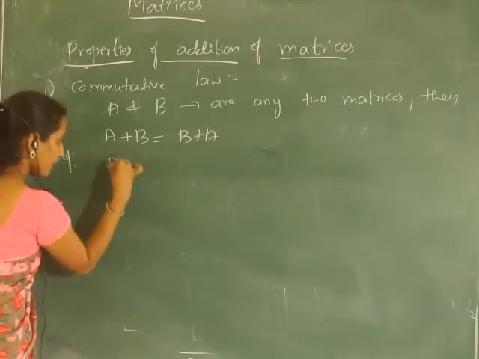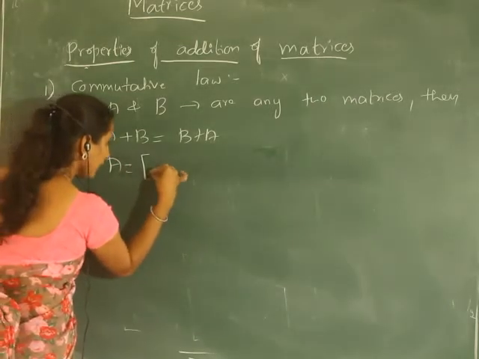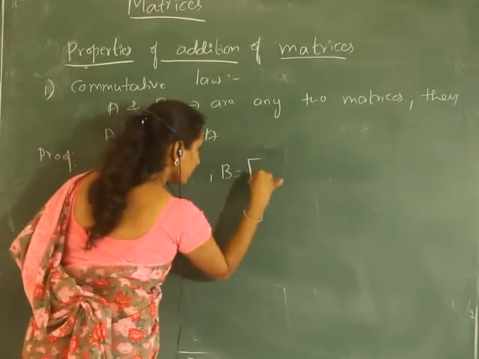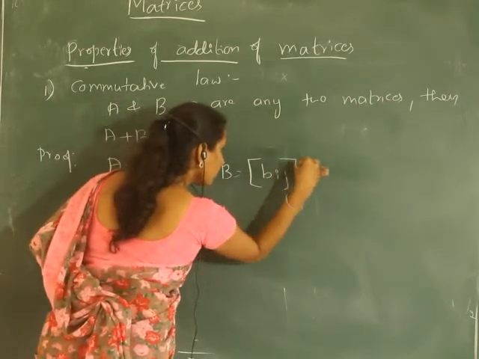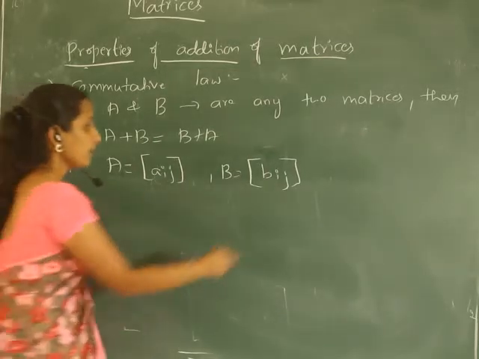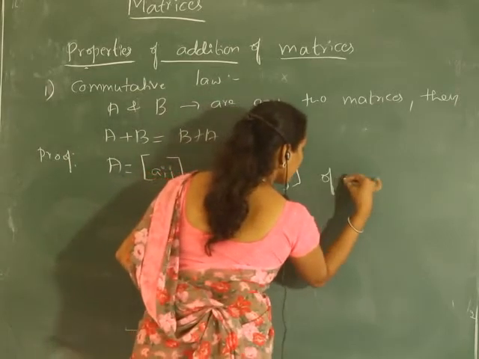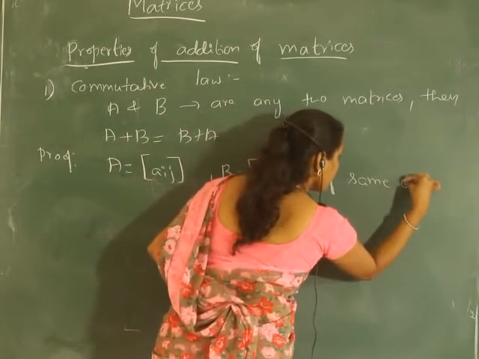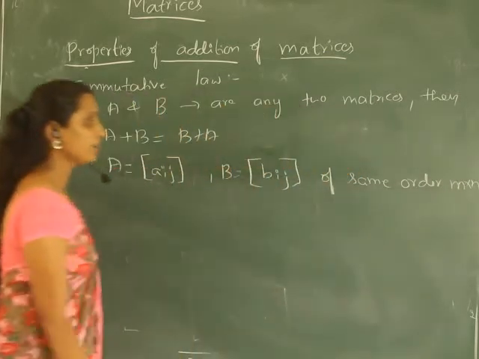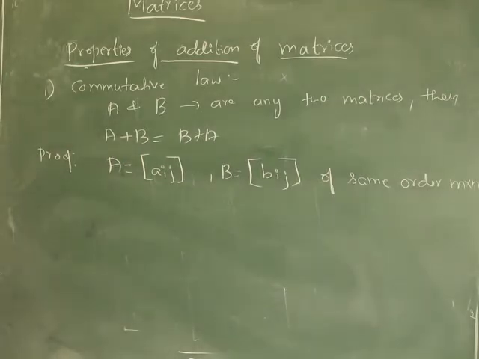So consider a matrix A as Aij and B as Bij. We know that to add matrices, they should have the same order. So A and B are two matrices of the same order, say m by n. Then we have to find out what A plus B is.